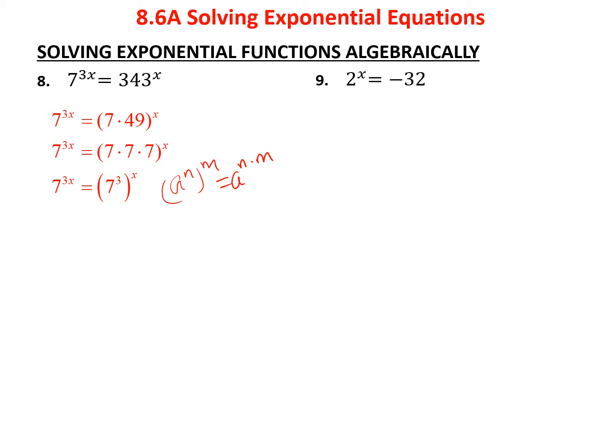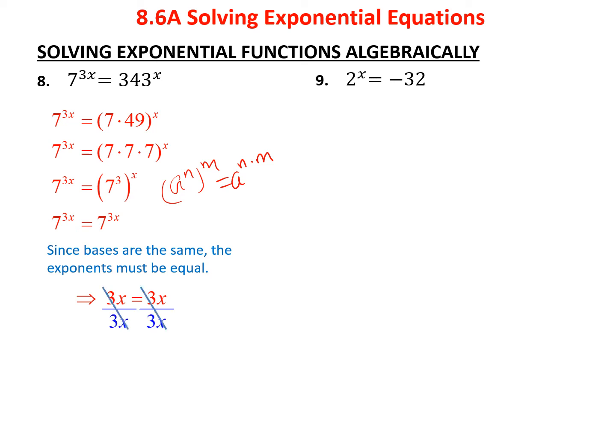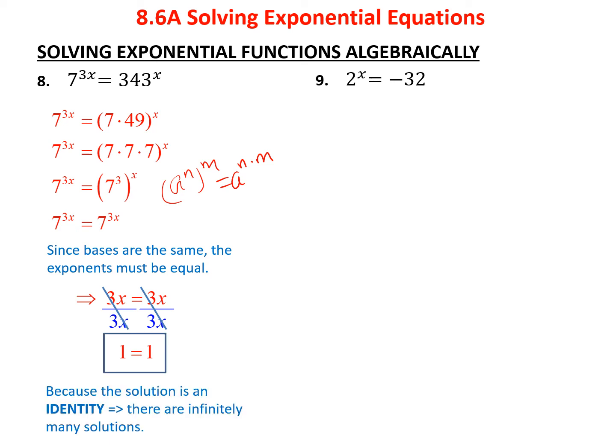So what we end up with is that 7 to the 3x equals 7 to the 3x. The bases are the same, so the exponents must be the same. If I divide by 3, I end up with 1x equals 1x. Notice, when is 1 going to equal 1? All the time. In other words, like we had in linear equations, this is an identity, which means that no matter what number you put in for x, that equation is going to be true.